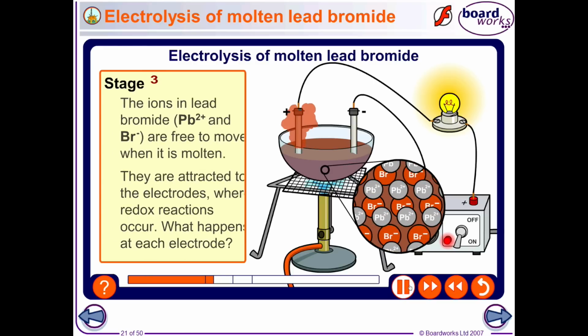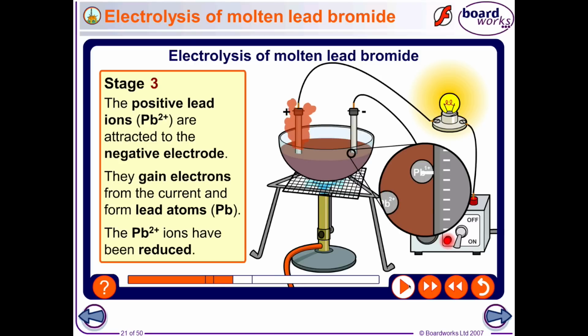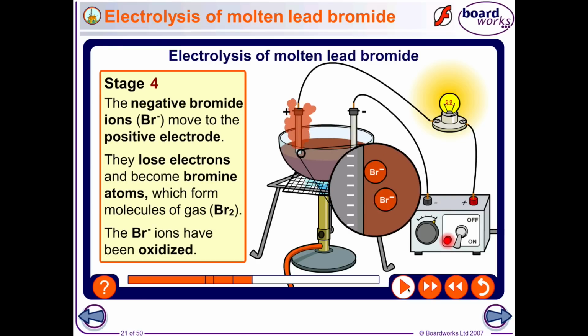So, as we carry on, the substances will form. The lead will go to the negative electrode, it'll gain electrons, and that is reduction. That always happens at the negative electrode. They always gain electrons, so it's always reduction. And what you'll realise is it's always metals that get attracted to the negative, and it's always metals that undergo reduction. So the bromide then gets attracted to the positive side, and that forms bromine gas.